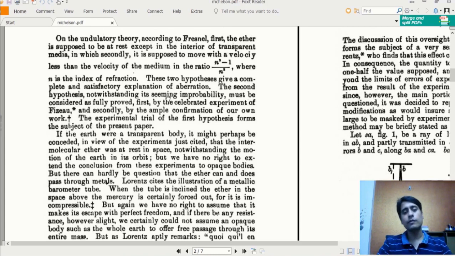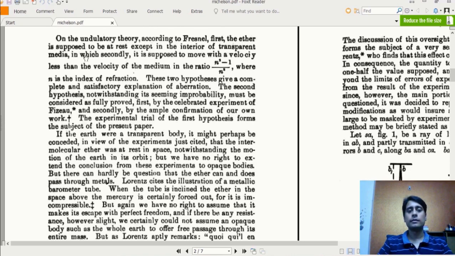So people were trying to explain aberration with the hypothesis that ether exists and that in the motion of light through a moving medium, there is an effect of the motion of the medium on the speed of light, and that can result in the effect of aberration. These two hypotheses give a complete and satisfactory explanation of aberration. So the two hypotheses: the first is that the ether is supposed to be at rest except in the interior of transparent media.